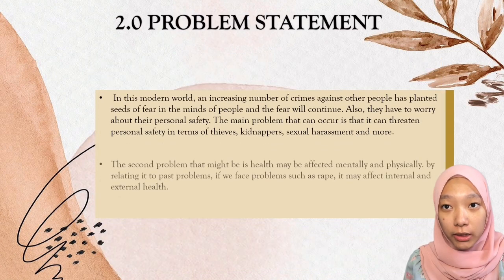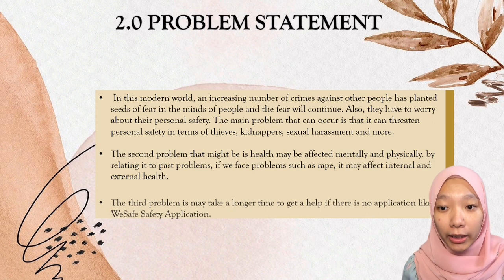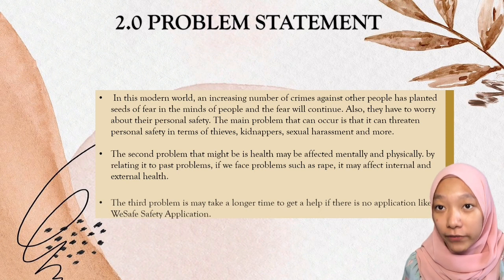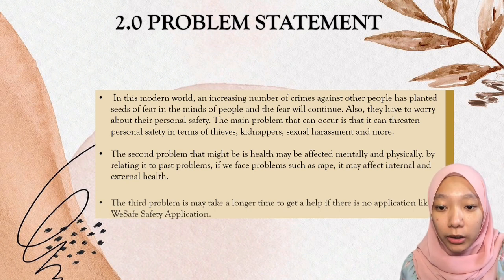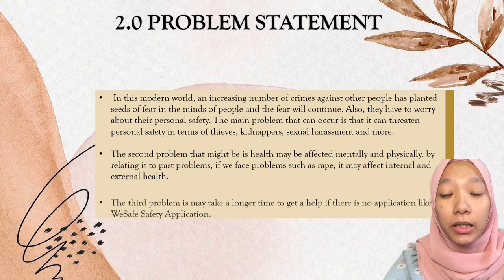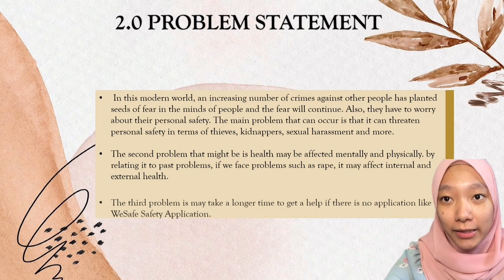Okay, the next slide is the problem statement. In this modern world, an increasing number of crimes against other people has planted the seed of fear in the minds of people, and the fear will continue. Also, they have to worry about their personal safety. The main problem is that it can threaten personal safety in terms of thieves, kidnappers, sexual harassment and more. The second problem is that health may be affected mentally and physically. If we face problems such as rape, it may affect internal and external health. This must be taken seriously because it could lead to suicide if they are overly stressed by the incidents.